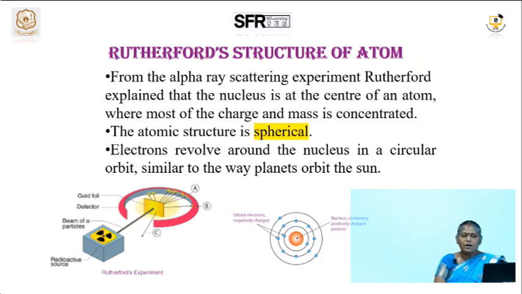From the alpha ray scattering experiment, Rutherford explained that the nucleus is at the center of an atom, where most of the charge and the mass is concentrated. The atomic structure is spherical. The electrons revolve around the nucleus in a circular orbit, similar to the way the planets orbit around the sun.